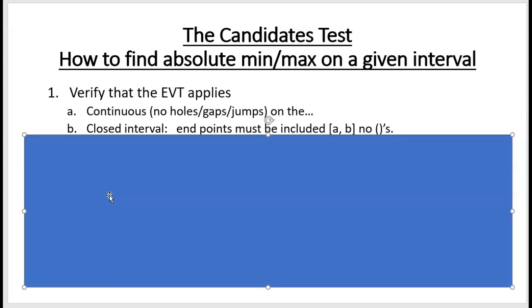Now, just so you guys know, just because a function fails to meet the requirements of the EVT, that doesn't mean that there are no absolute min and max. It just means that we can't be sure. It kind of puts us in a place where we're not sure if there is a minimum or a maximum. The EVT is just a way to tell us whether there absolutely is or absolutely isn't one. So we want to make sure of two things. We're going to be looking at that worksheet from Unit 3 to see if there's any discontinuities. And we're also going to make sure that the interval that we're considering is closed. It should have only brackets, no parentheses.